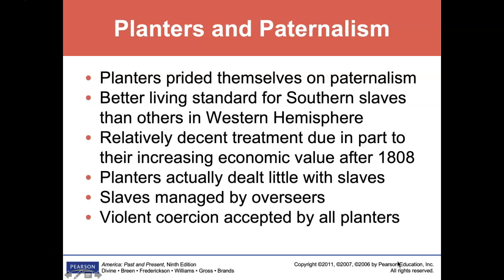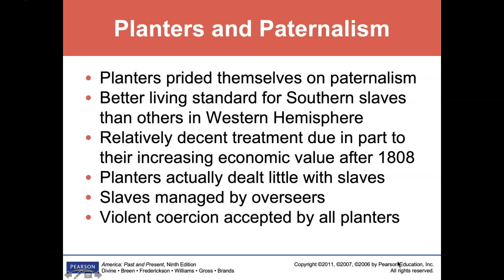Now, when it comes to the issue of paternalism, keep in mind that planters prided themselves on paternalism, and they used this as one of their pro-slavery arguments for the justification of the institution. They said that if they took care of their slaves, they would provide a better standard of living for their Southern slaves than others in the Western Hemisphere who were free. They provided relatively decent treatment, at least they said, due in part to their increasing economic value after 1808. The planters knew that it was rather expensive to keep retraining and bringing in new workforces, so there wasn't a need to actually abuse and use every slave to their core.